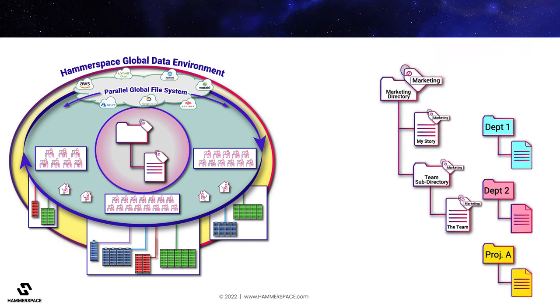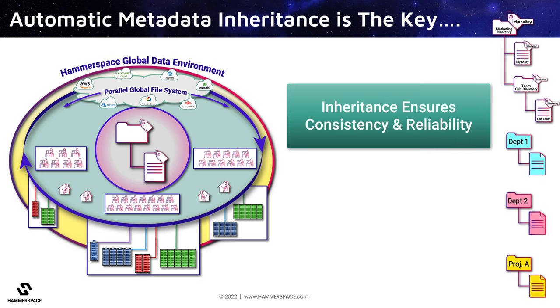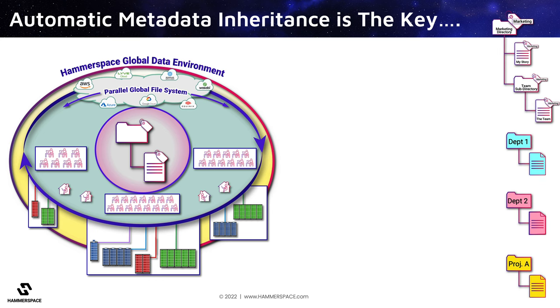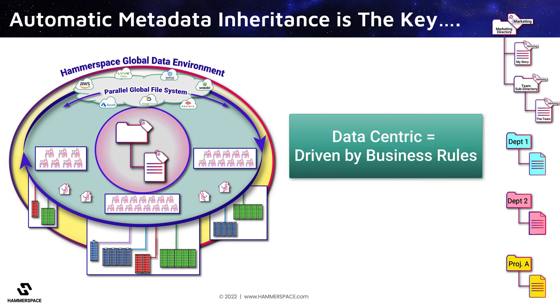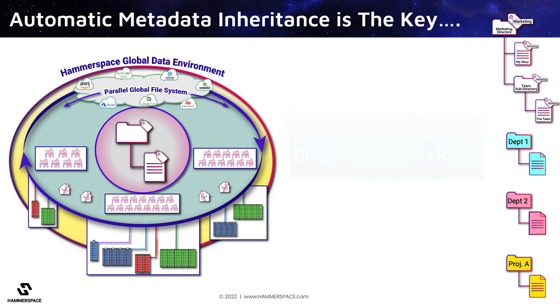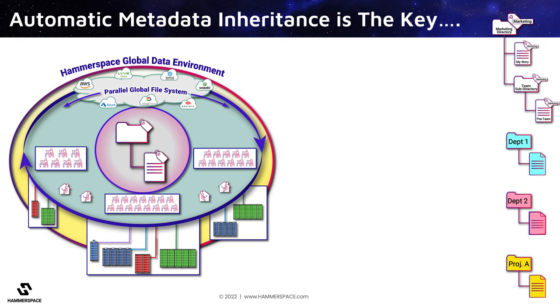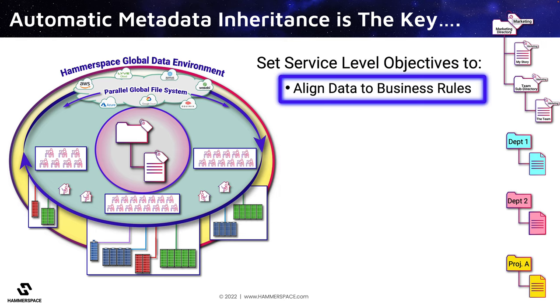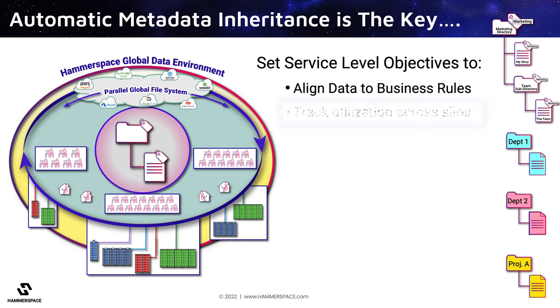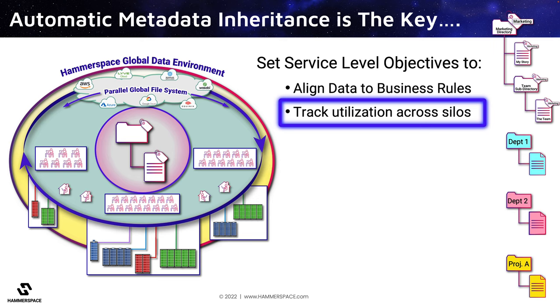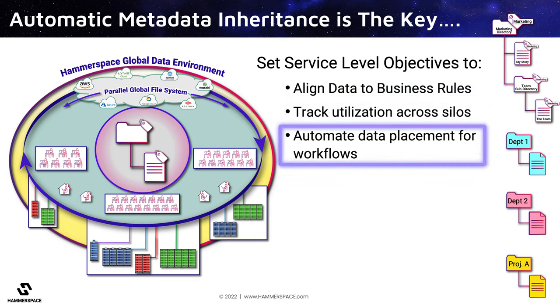By ensuring that such business information can be applied to files consistently and reliably, and most importantly, automatically, now businesses can take a data-centric approach to managing their digital assets. These metadata labels are persistent, following the files wherever they go, whether it is to another site, or to the cloud, or simply to a different storage type. With automatic custom metadata inheritance, data owners can assign business rules with any combination of these variables to align data to its current value. Admins and business owners can track utilization across tiers and silos, and workflows can be automated, staging files from Project A, for example, to the correct storage or locations when needed.